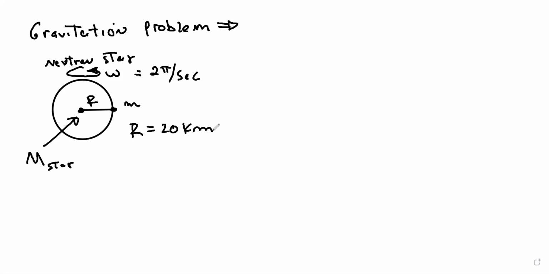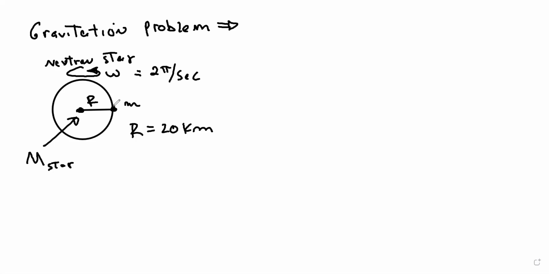And the question is, what must be its mass so that an object on the surface will be attracted to the star and not thrown off by rapid rotation? So you have an object here of mass little m. If the star is rotating, you want the object to be attracted to the center of the star and not thrown away because of the rotation.